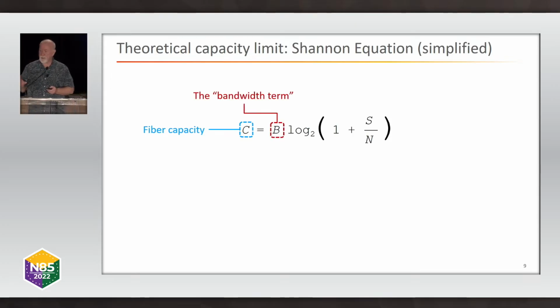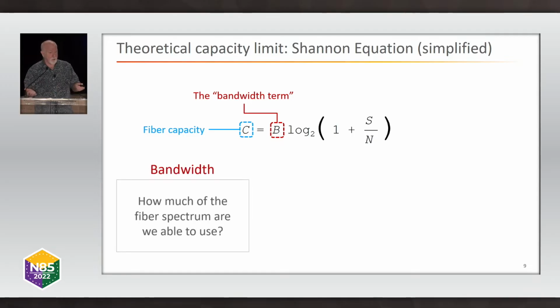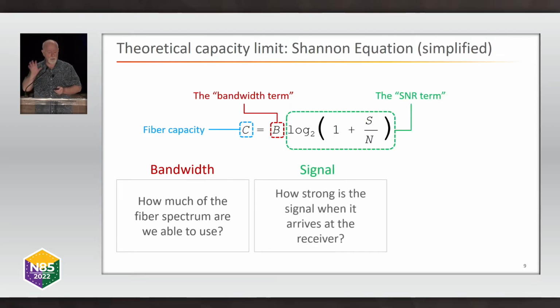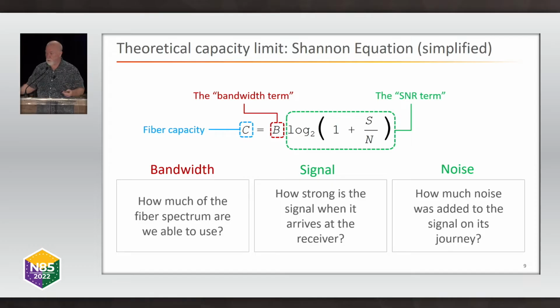Because on the right-hand side of that equation, we have the bandwidth term, and that's how much of the fiber spectrum are we able to use, how much can we amplify. And then we have this term, the signal-to-noise ratio term. And the signal is how strong is the signal by the time it reaches the receiver. The noise, how much noise has been added during its journey.